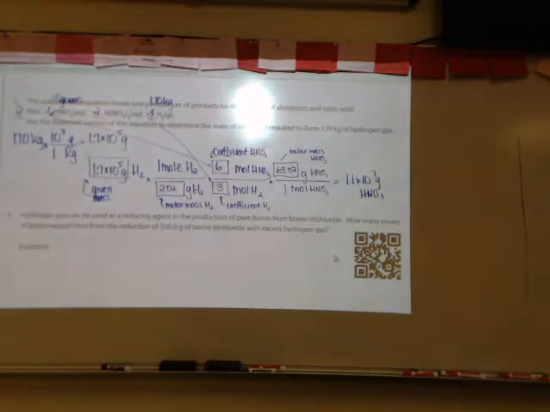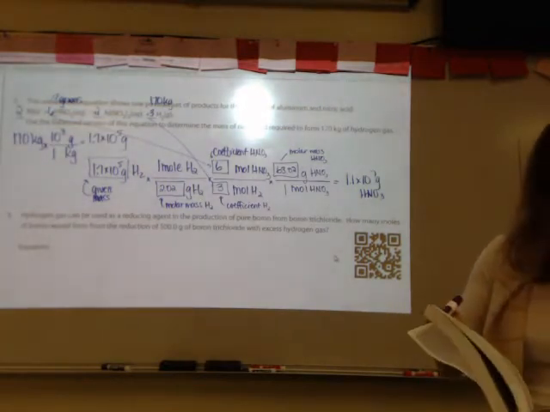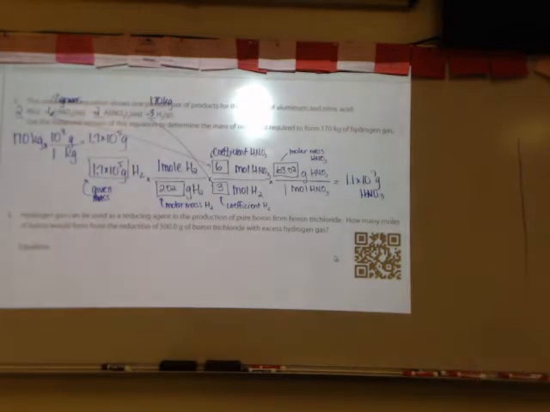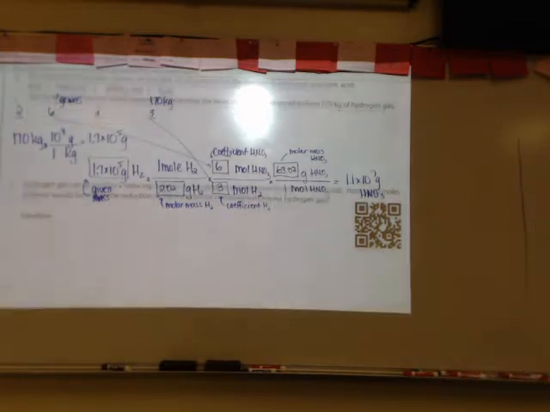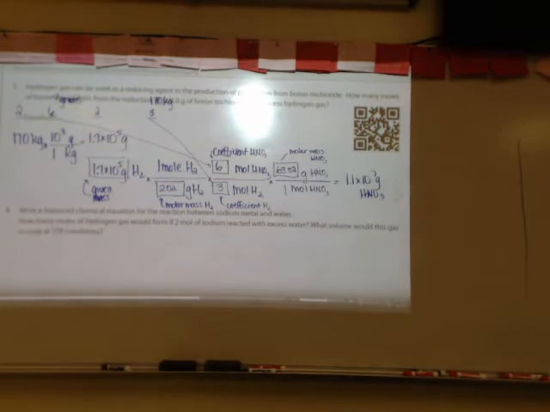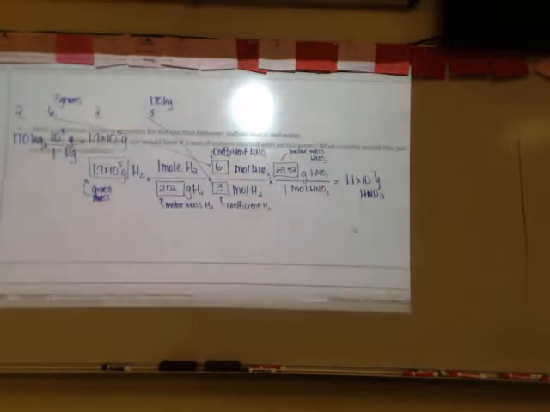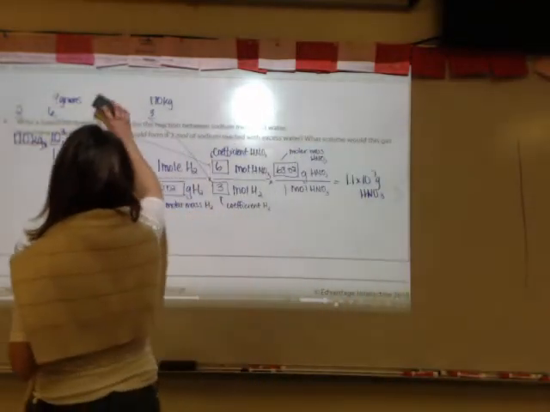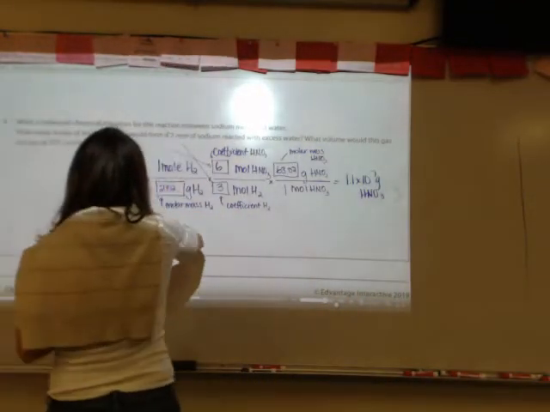Okay? Number 3 is a variation, and you should scan that QR code with your phone, watch that, and write down how to do number 3. Let's go to number 4.